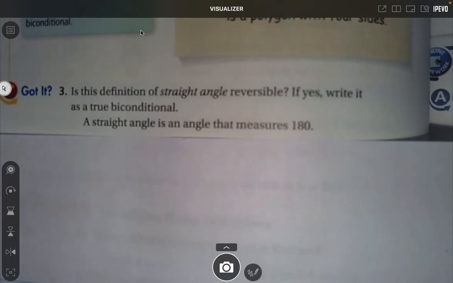Very good. See how you kind of had to change it to make your sentence make sense? So he said an angle is straight if and only if it measures 180. Okay? So you kind of had to change your words a little bit. Are y'all okay with these so far? That's the first 3 problems.